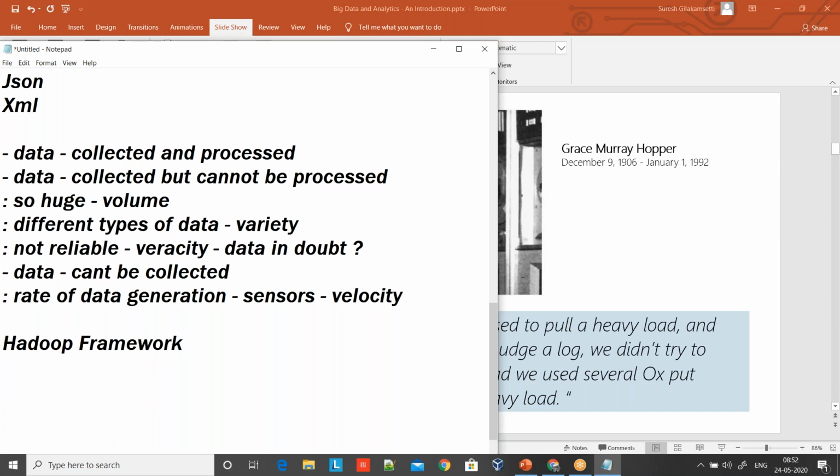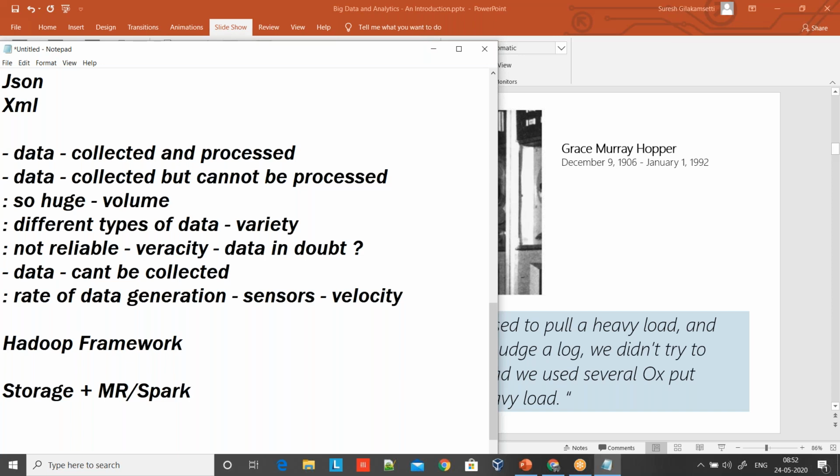This is a distributed framework built to handle big data or manage big data. When I say manage, I would be talking in terms of two terminologies here: storage and processing. Processing, earlier it used to be MapReduce, now it's Spark. So distributed processing in Hadoop started with MapReduce and it has transitioned to Spark now.